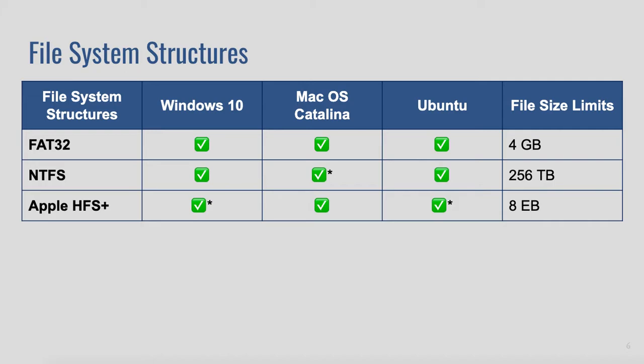Why then wouldn't we continue to just use FAT32? Why would we invent these other potentially non-compatible systems? Well, the reason is the file size limitations. And with FAT32, you'll see that the limitation is 4 gigabytes. What this means is no individual file over 4 gigabytes can actually be stored on a FAT32 drive.